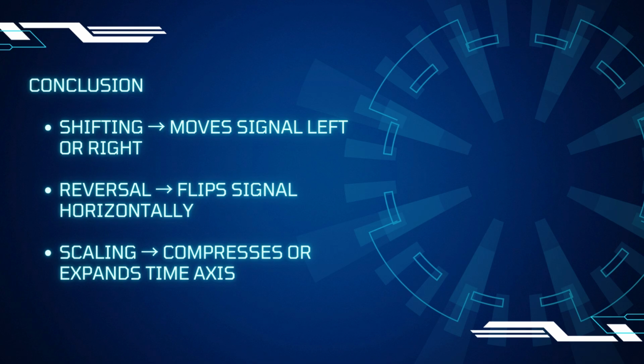To sum it up, this laboratory taught us how to apply transformations like shifting, reversal, and scaling using Python. We learned that these transformations only affect the timing and position of the signal, and not its strength or shape.